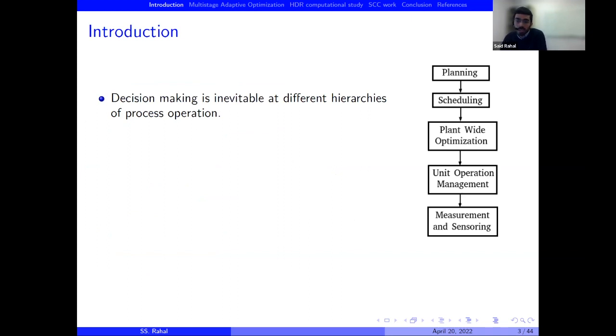So decision making is basically inevitable at different hierarchies of any operation, in fact, starting from measurement and sensing, which happens at the level of seconds and milliseconds in terms of time, up to unit operations, which happens at the scale of seconds to minutes. The plant-wide optimization happens at the scale of minutes to hours, sometimes days, up to planning and scheduling, which happens in the scale of weeks to months. So basically, the planning and scheduling levels are, I would say, the common part between process system engineering and operations research.